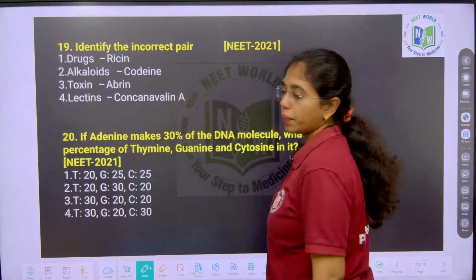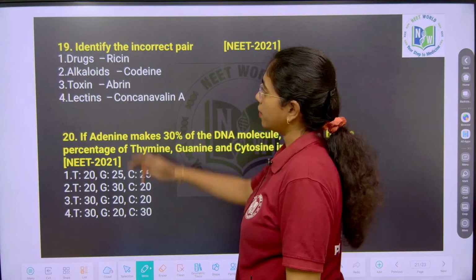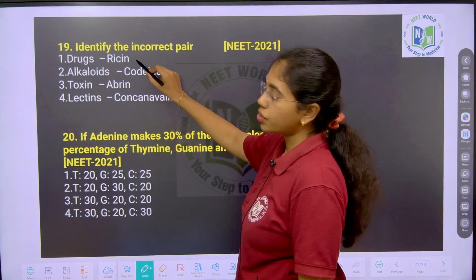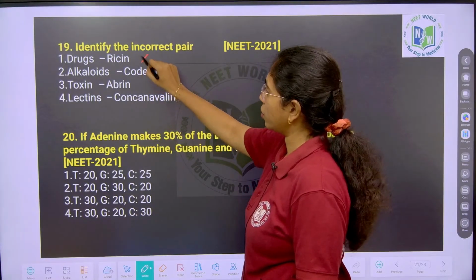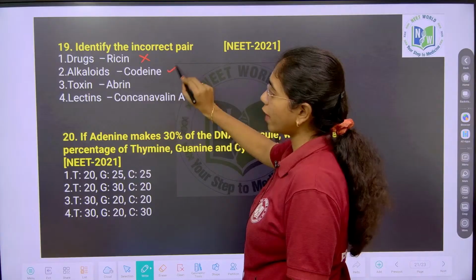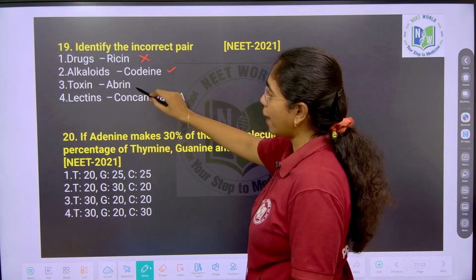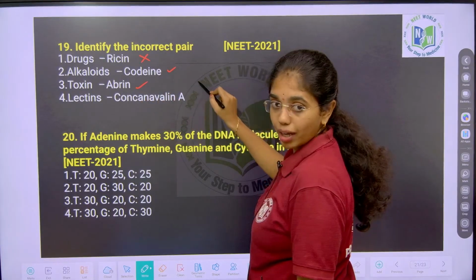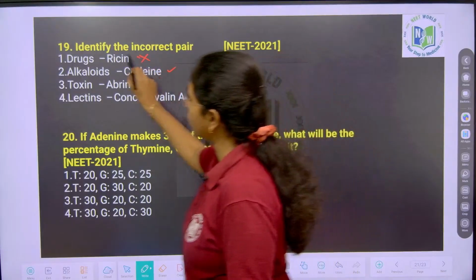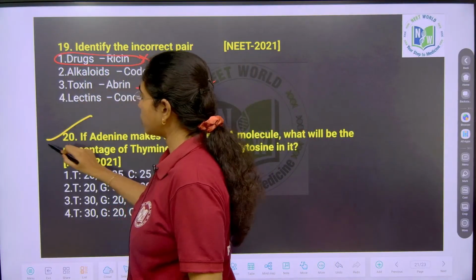Identify the incorrect pair. Drugs include vinblastine, curcumin, vincristine. Good. Next, alkaloids, morphine, codeine. Toxins, abrin, ricin. Lectins, concanavalin A. So the right answer will be option 1. Next question.